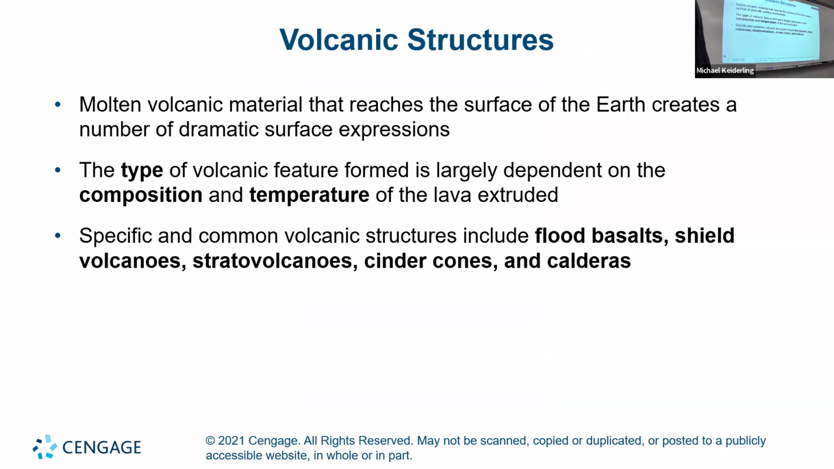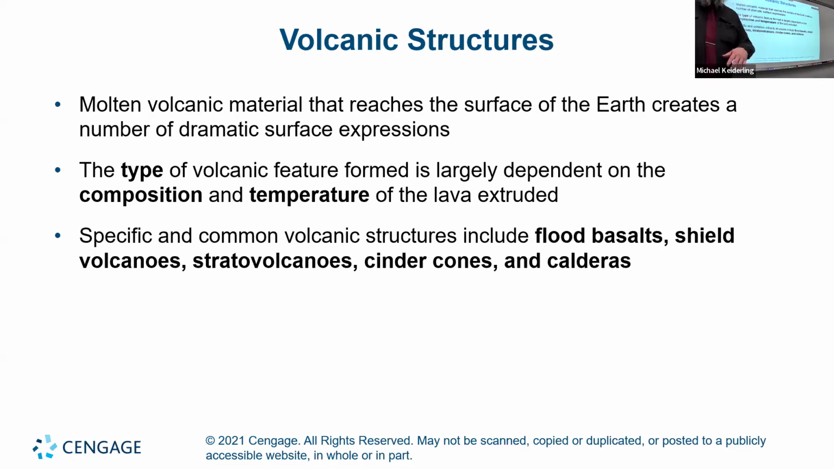And various volcanic structures form from volcanoes, and different types of magma produce different sorts of structures. So when molten volcanic material reaches the surface of the earth, it creates a number of various expressions, and the type of feature that forms is largely dependent on the composition and temperature of the lava that comes out. So specific and common volcanic structures include things like flood basalts, which are areas that get flooded by molten basaltic lava. It cools, forms solidified rock.